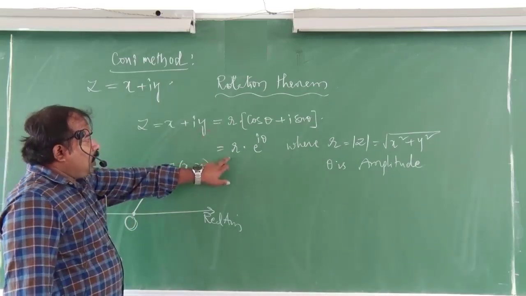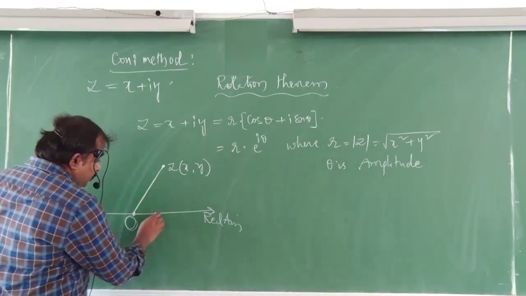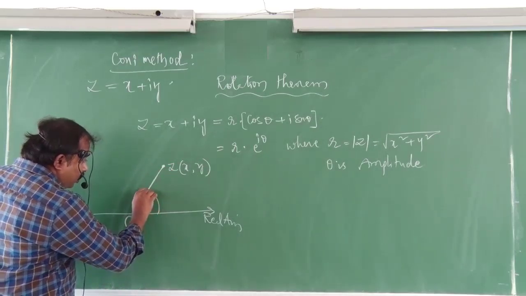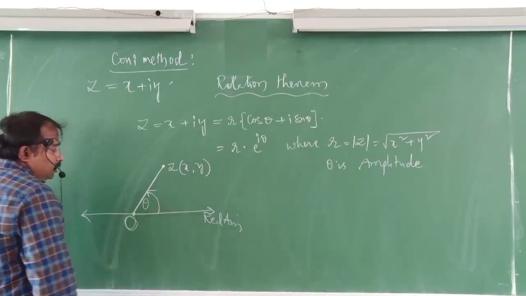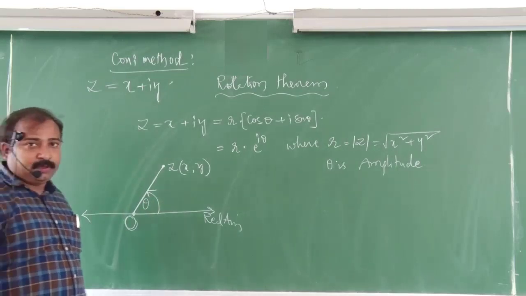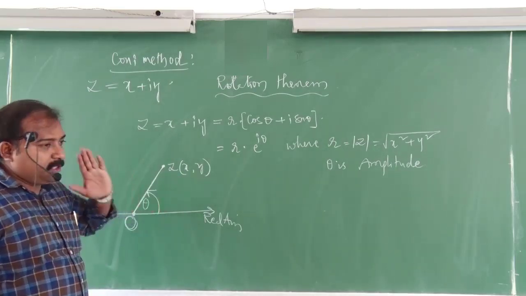Z is equal to r into e power i theta. What is that meaning? What about this angle? Argument means this is the value. Theta is the amplitude or principal argument. That is the complex number here.